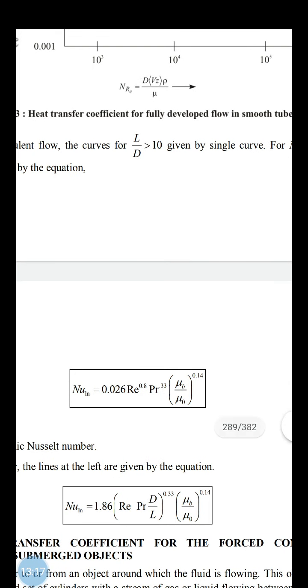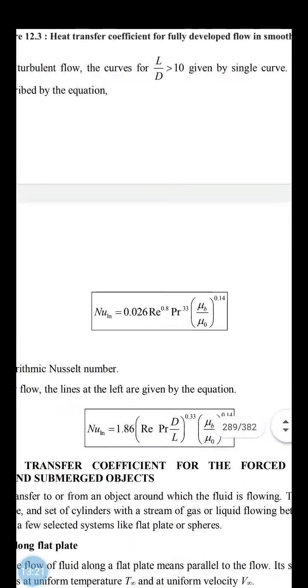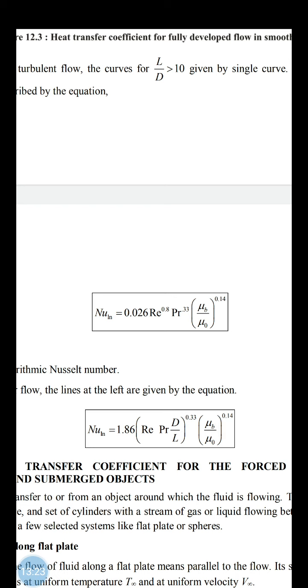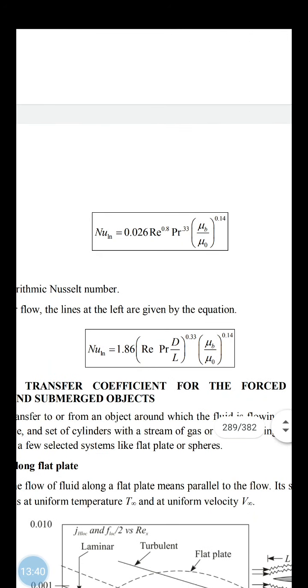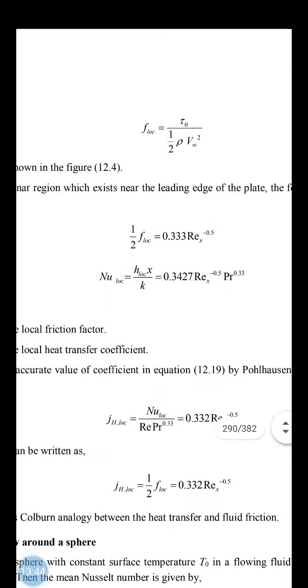These are the different equations of Nusselt number. Nusselt number is also very important for knowing the temperature difference and the heat transport mechanism. Nusselt number is nothing but 0.026 Reynolds number to the power 0.8, Prandtl number to the power 0.33, (μb by μ0) raised to 0.14. So these are the equations which are also used to find out the Nusselt number.